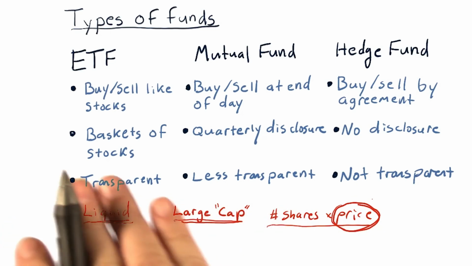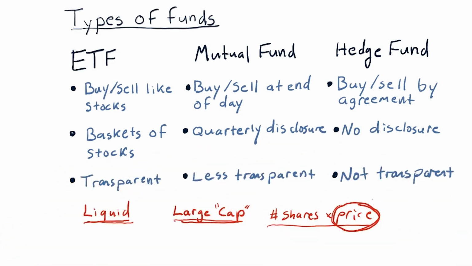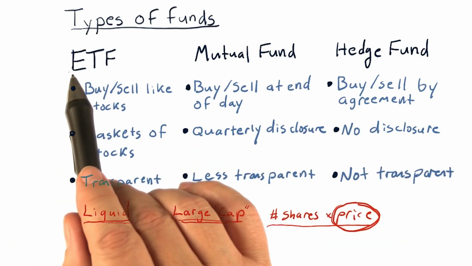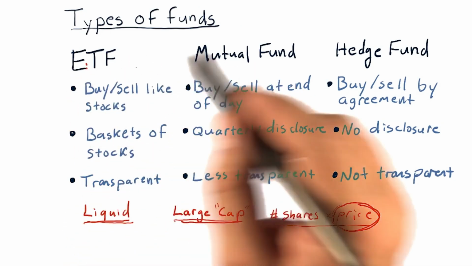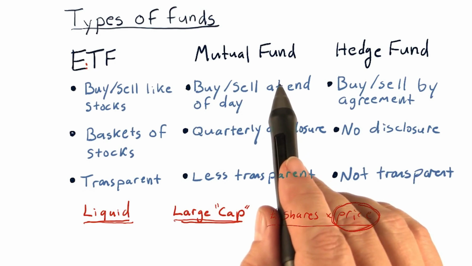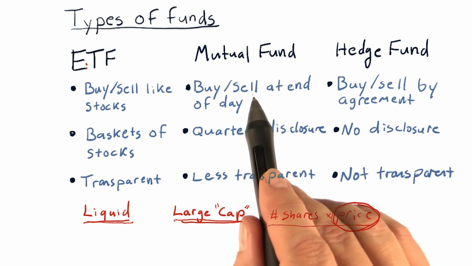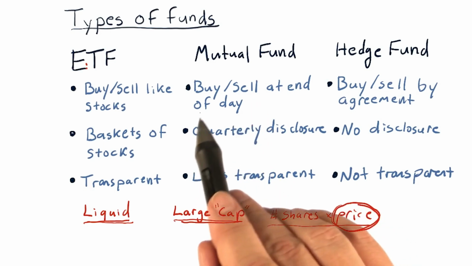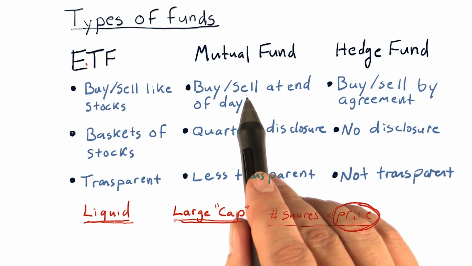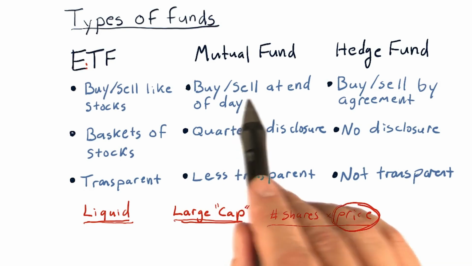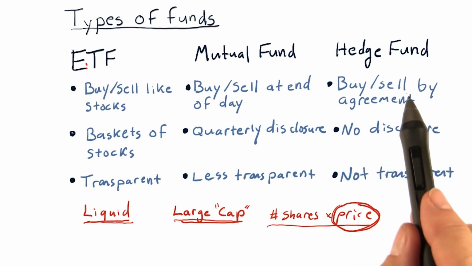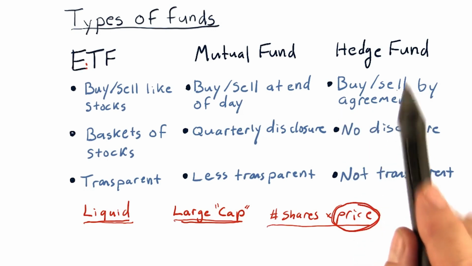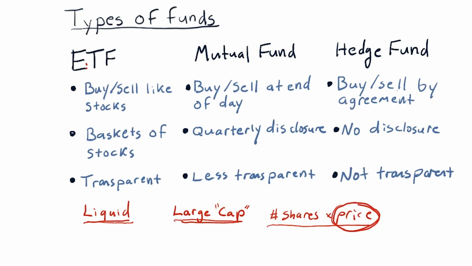Now, to recap, there are at least these three types of funds. There are exchange-traded funds, which you can trade like stocks on a stock market. There's mutual funds that are a little bit harder to get in and out of, but you can trade them on a daily basis. You usually have to go through a specific broker. You can't just trade them on your own. And finally, hedge funds require a specific agreement to trade into or out of. Okay, those are the three major types of funds.